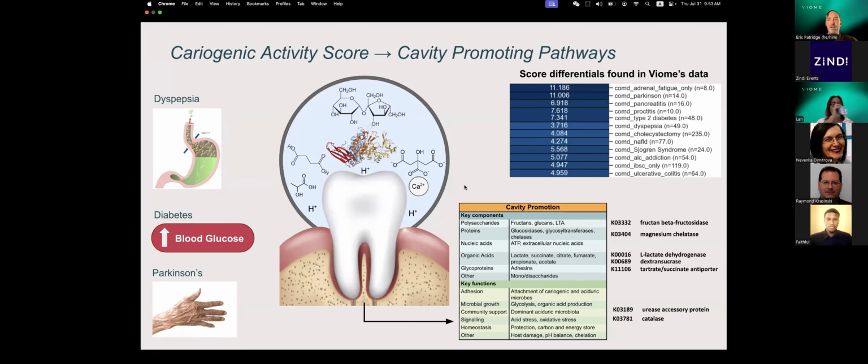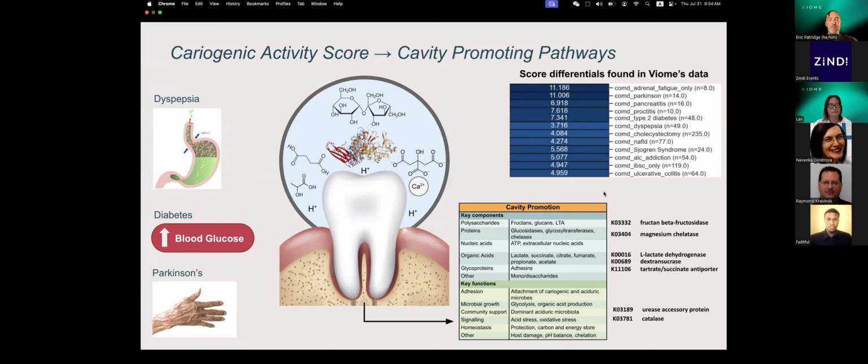This particular slide is saliva related. And this slide is focused on cariogenic activity. So this would be activity from microbes in the mouth that causes cavities. And on this particular slide, we decided to highlight dyspepsia, diabetes, and Parkinson's as 3 different comorbidities, which are known to associate with cavities.